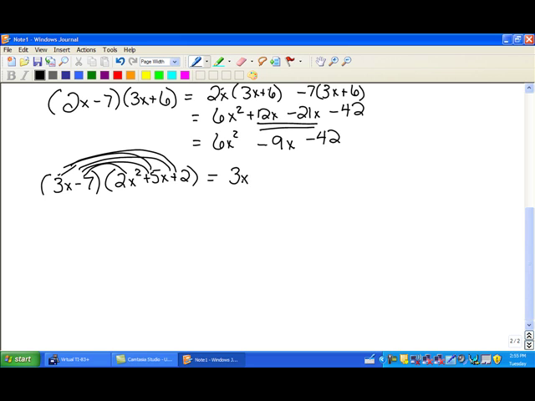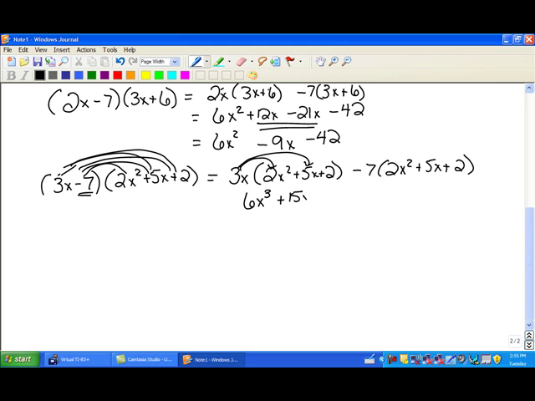First term in the first parentheses is 3x times our second parentheses of 2x squared plus 5x plus 2. And we're going to do the last term in the first parentheses, the negative 7, times the last parentheses of 2x squared plus 5x plus 2. At this point, you'll just have to do two distributive properties. 3x times 2x squared is going to give me a positive 6x to the third power. 3x times 5x will give me a positive 15x squared. 3x times positive 2 will give me a 6x.